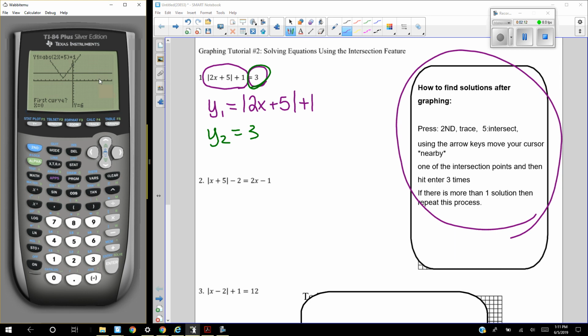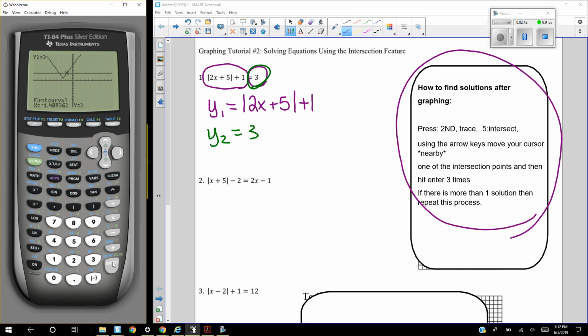And then you're going to get a screen that looks like this. It's going to say first curve question mark. That just means there's two, I guess, curves in this problem. There's the absolute value V-shaped curve, and there's the horizontal line. So what we want to do is take that cursor, and it doesn't matter which curve you start on. You just want to move that little blinking cursor somewhere nearby one of the intersection points. It doesn't have to be right on it, just somewhere in the ballpark.